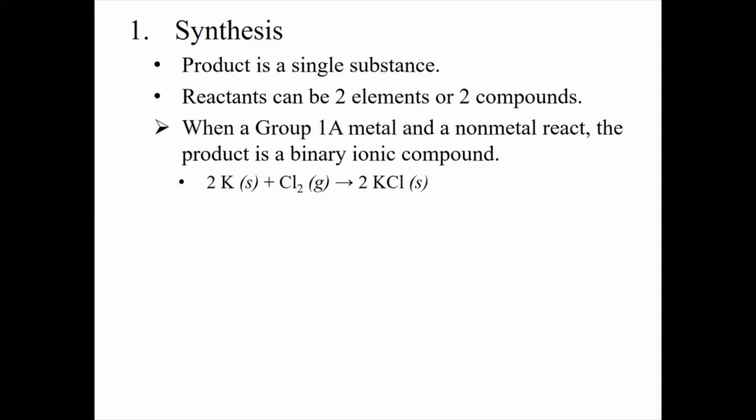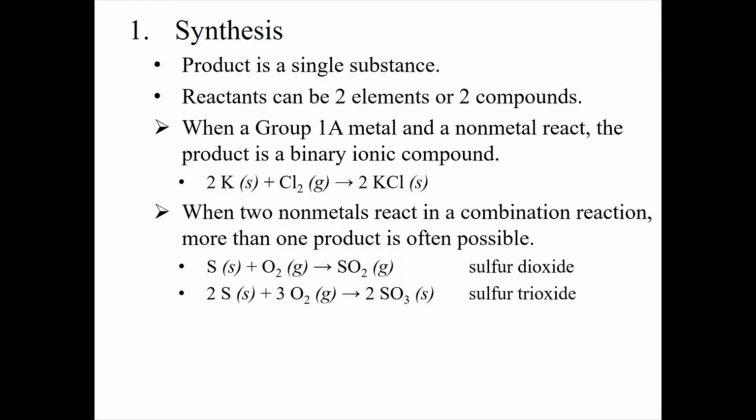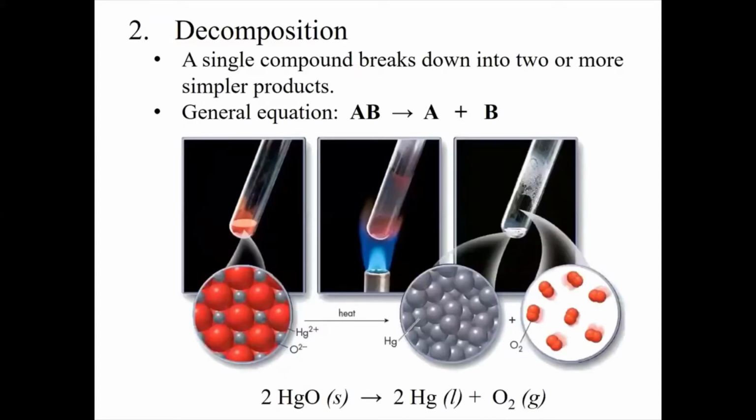When a group 1 metal or an alkali metal and a nonmetal react, the product is a binary ionic compound. For example, potassium reacts with chlorine to produce potassium chloride. When 2 nonmetals react in a combination reaction, more than one product is often possible. For example, when sulfur reacts with oxygen, the product can either be sulfur dioxide or sulfur trioxide. More than one product is also possible from the combination of a transition metal and a nonmetal. Recall some metals have a variable charge, so for example iron reacting with sulfur can produce iron(II) sulfide or iron(III) sulfide. The next type of reaction is decomposition.